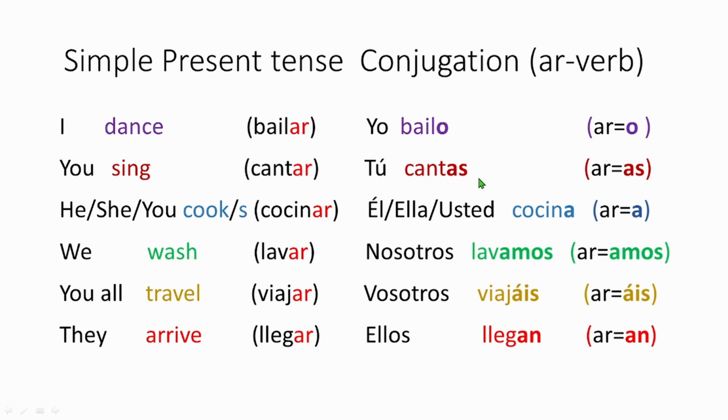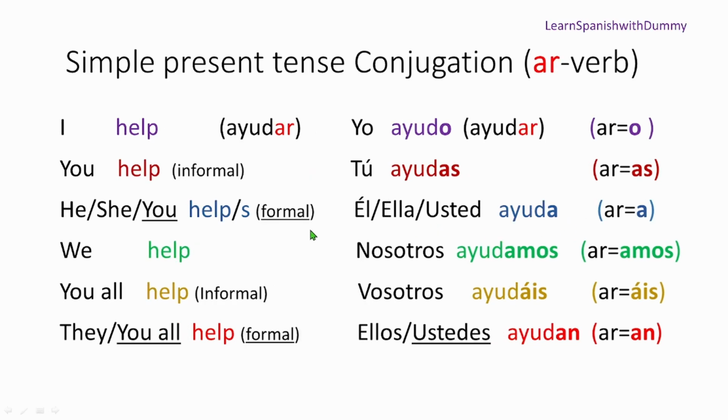The pattern is the same. Now he, she, and you cook, or cooks for he, she. Cook is cocinar in Spanish. So we say él, ella, usted cocina. Now how did we do it? AR is replaced with A. For the third person, we always replace AR with A. Okay, simple. That's what we did in the previous slide as well. He, she, you help. Él, ella, usted ayuda. See, AR is replaced with A.